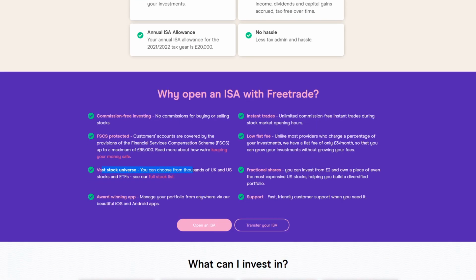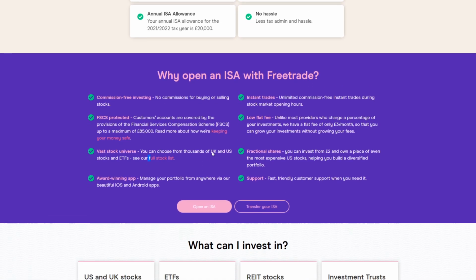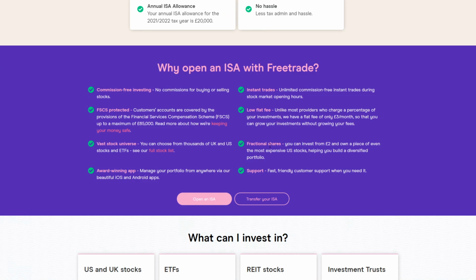Vast stock universe, they are still growing, still expanding, so not all stocks are going to be available on Freetrade, not all ETFs are going to be available on Freetrade, but you can still find a large amount of them. You can see the full stock list here. This point is also pretty important.